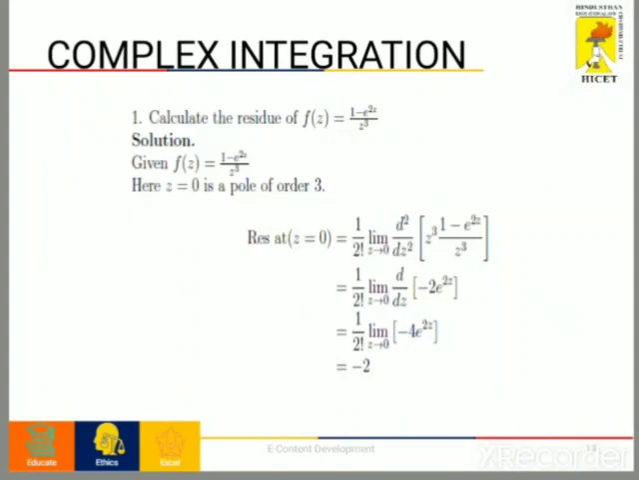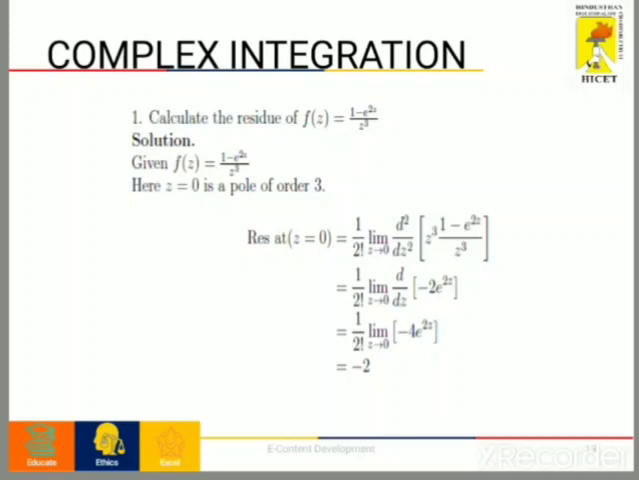Using this, we are going to see some problems. Calculate the residue of f of z equal to 1 minus e power 2z by z cube. First let us take f of z equal to 1 minus e power 2z by z cube. Just let us see the denominator part. In the denominator, z equal to 0 is a pole whose order is 3. So we have to use the second formula, that is, the pole of order m.